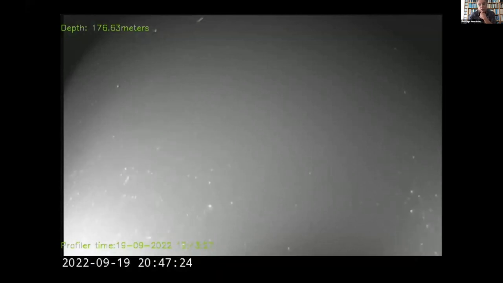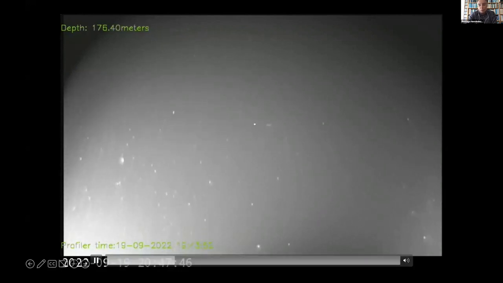Let's see. So now we can see all these pelagic fish. We can observe them for the first time, you can see them there migrating during the evening. It's clear that we need better video cameras to learn which animals we are observing.